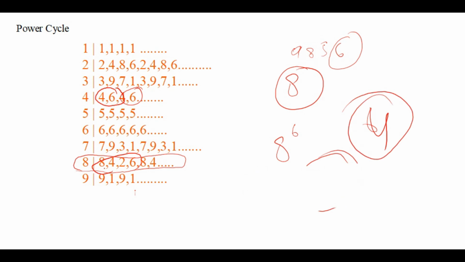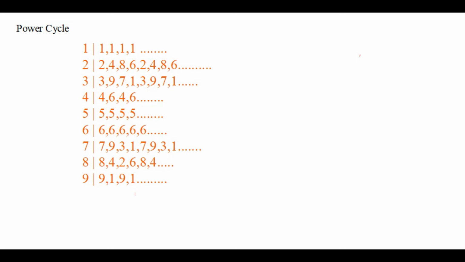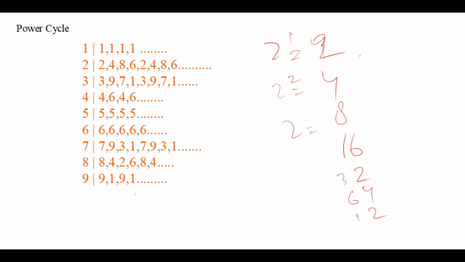How did I create this table? You can also create this table on your own. For the smallest digits you can do it manually. For example, 2 power 1 is 2, 2 power 2 is 4, 2 power 3 is 8, 16, 32, 64, 128. So you can see that it is repeating itself.